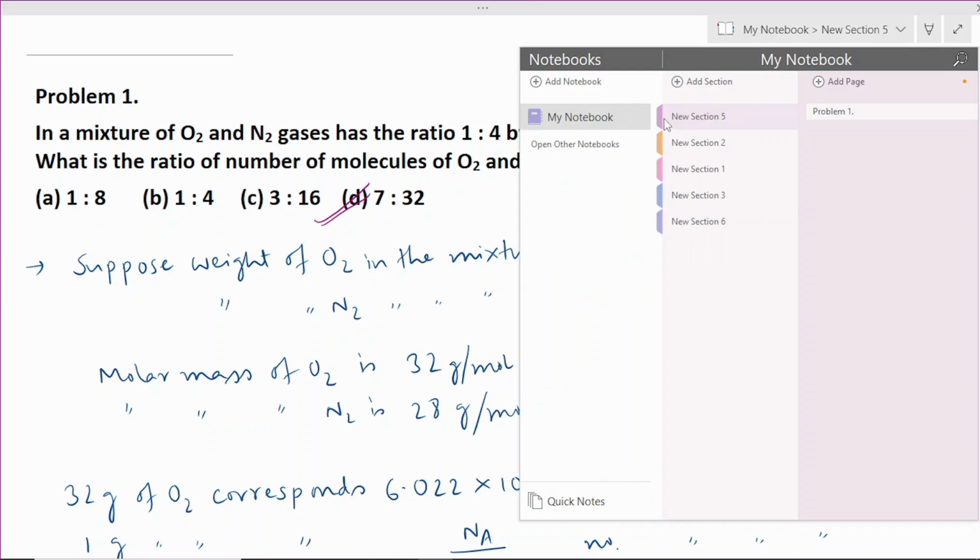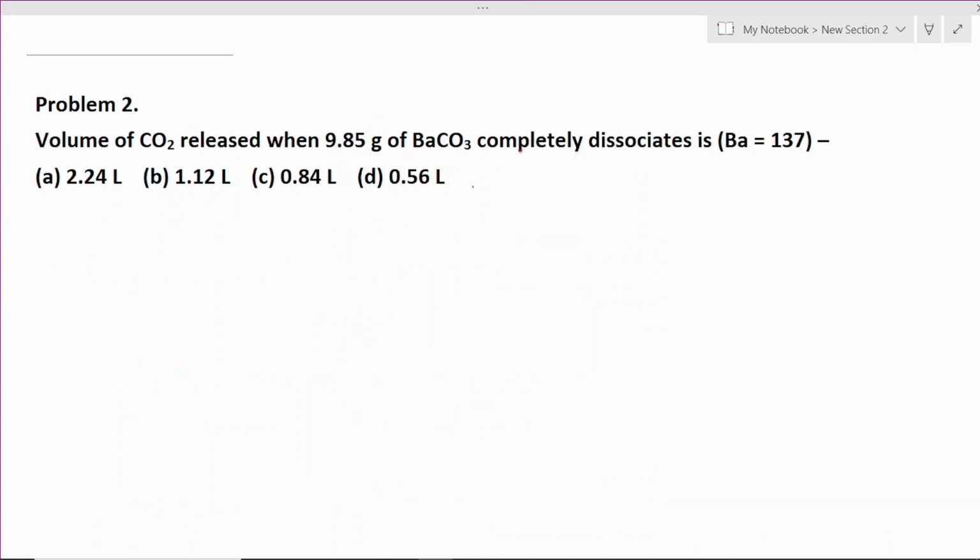So we move on to the next problem. Here we have to calculate the volume of carbon dioxide released when 9.85 gram of barium carbonate completely dissociates. So we write the equation. When barium carbonate dissociates, it gives barium oxide and carbon dioxide, and this is 1 mole and this also 1 mole.